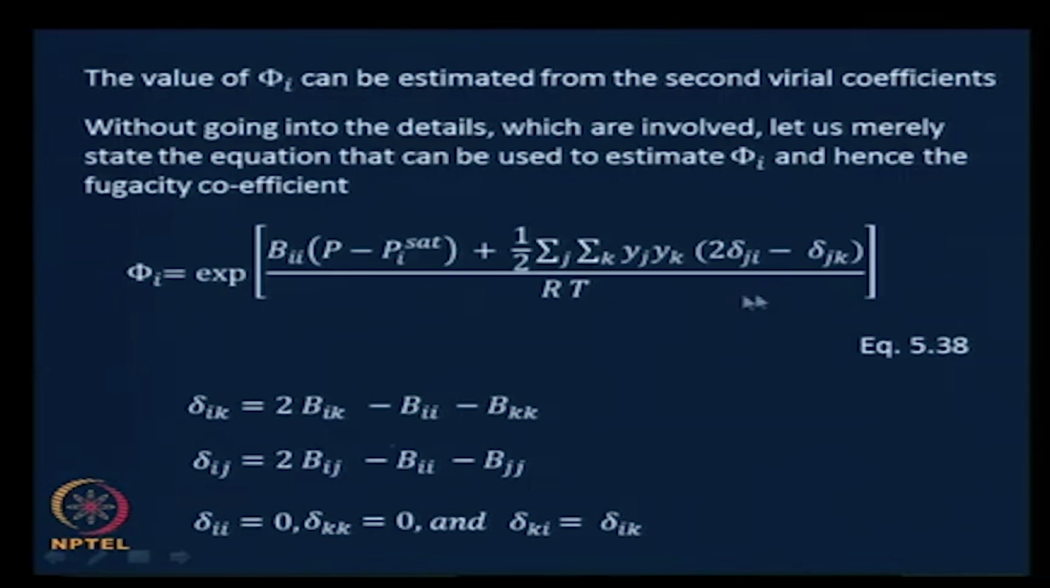Therefore, there is a way of estimating this phi I from the second virial coefficients, and going back you can get the other quantity that we are looking for. And what we did in this particular section is to look at a method of estimating the fugacity coefficient from the conditions of vapor liquid equilibrium.